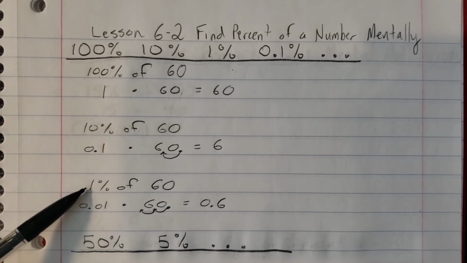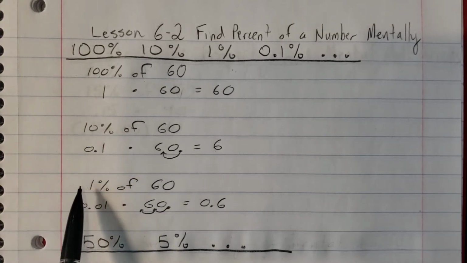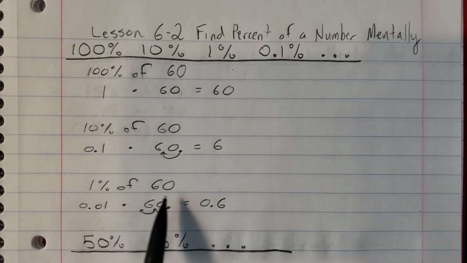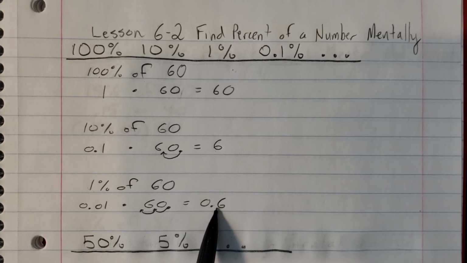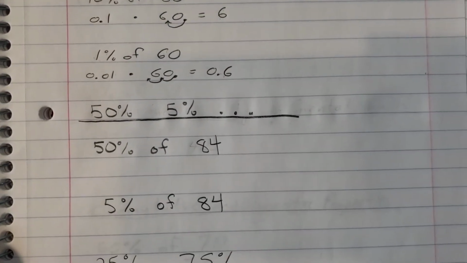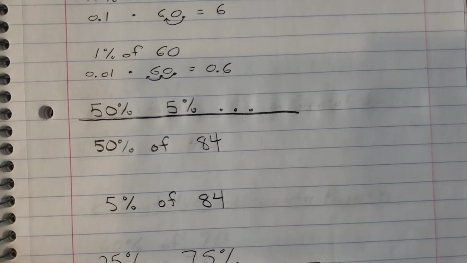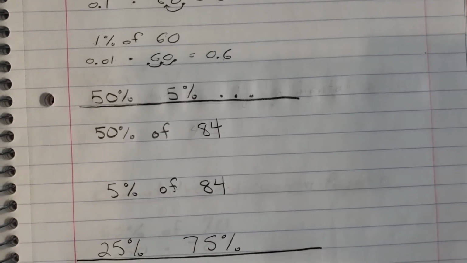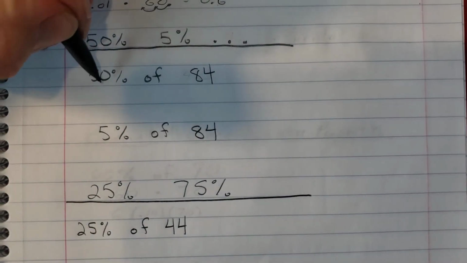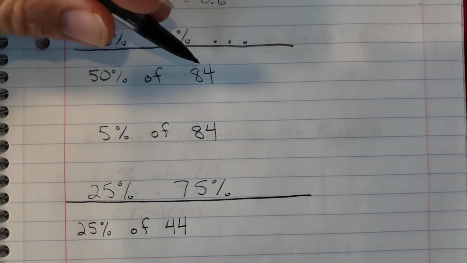All right, that 1% of 60 is 6/10. So then that 2% would be 1.2. That 3% would be 1.8. Okay, so just knowing that helps a lot. All right, now let's go to the 50% trick. Now this is one that most people get pretty easily. This is just half, right? Half, so half of 84.